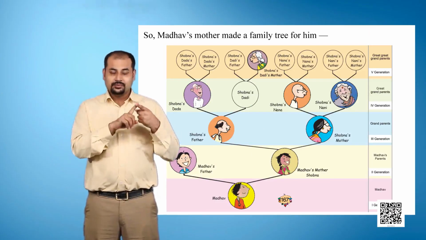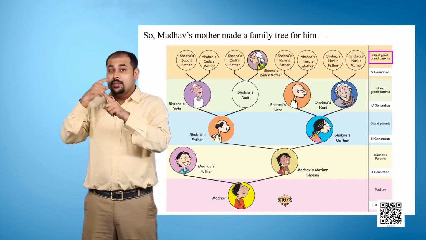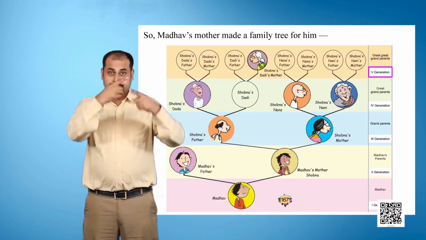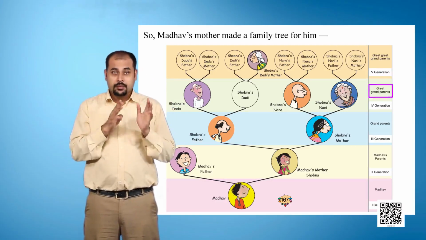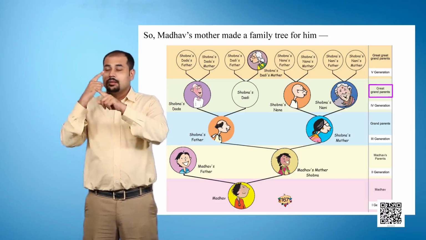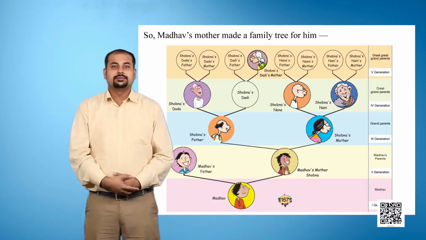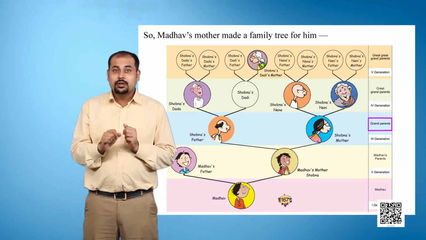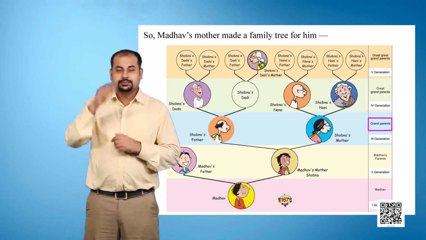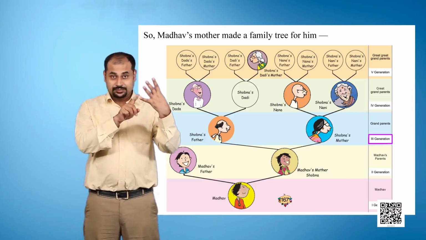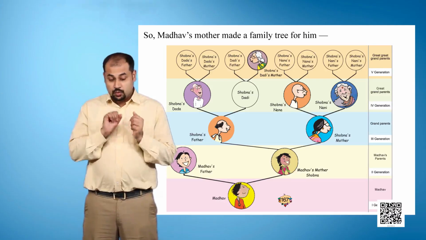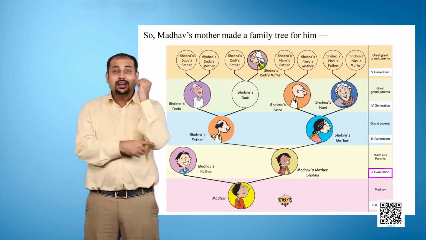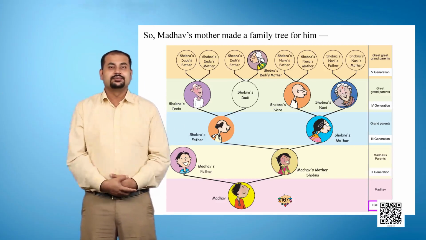It starts from great-great-grandparents, 5th generation, comes to great-grandparents, 4th generation, then to grandparents, 3rd generation, to Madhav's parents, 2nd generation, and finally to Madhav, 1st generation.